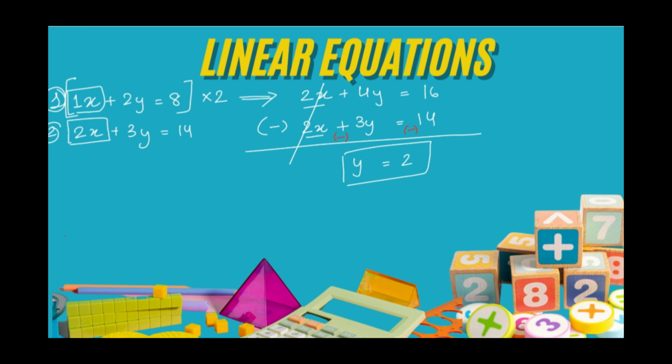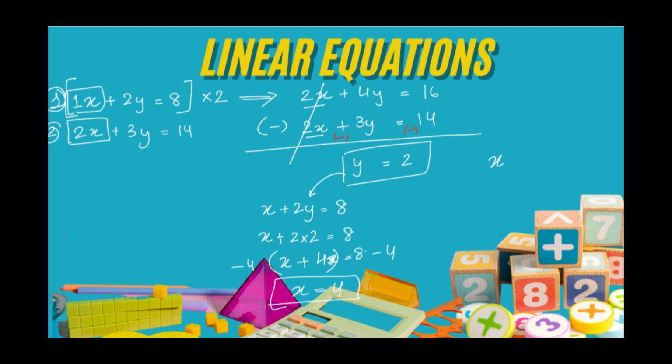We can take any one of the equations, either equation 1 or 2. I'll take the first equation, x plus 2y is equal to 8, and then I'm going to substitute the value of y in this equation. x plus 2 times 2 is equal to 8. So we get x plus 4 is equal to 8, and then we subtract 4 from both sides. So we get x is equal to 4. So the value of x we get is 4 and the value of y is 2.